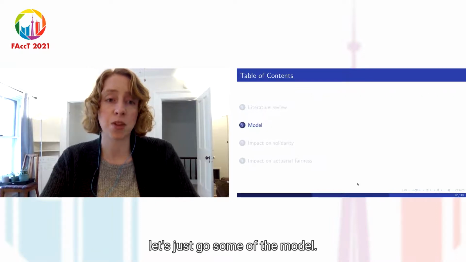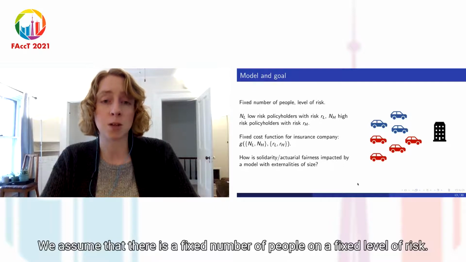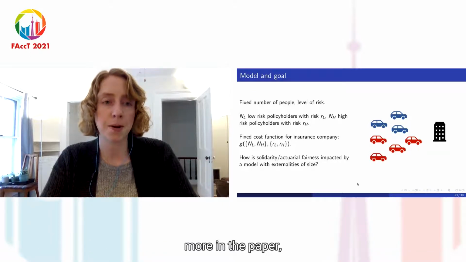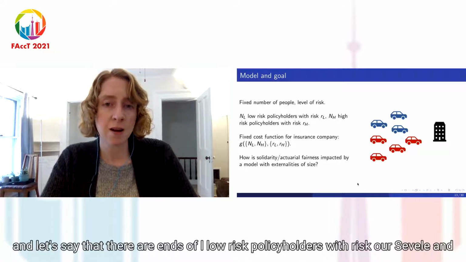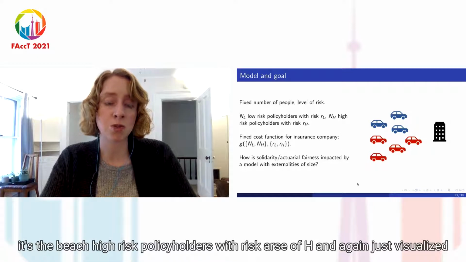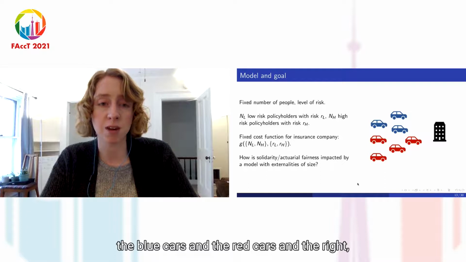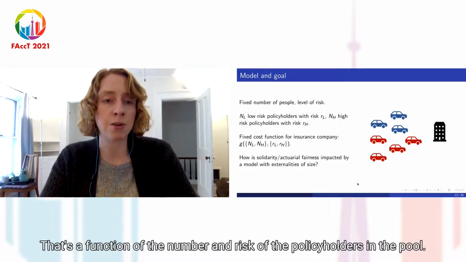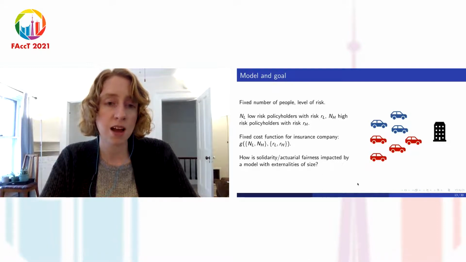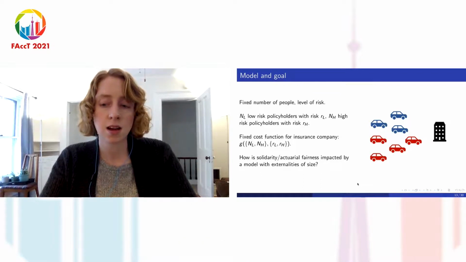But next, let's discuss some of the model. We assume that there's a fixed number of people and a fixed level of risk. We discuss these more in the paper. Let's say that there are N_L low-risk policyholders with risk R_L, and N_H high-risk policyholders with risk R_H. Just visualize the blue cars and the red cars on the right. We've got some fixed cost function for the insurance company that's a function of the number and risk of the policyholders in the pool. We're going to assume this uses our insolvency-based pricing function, but you could substitute anything else.